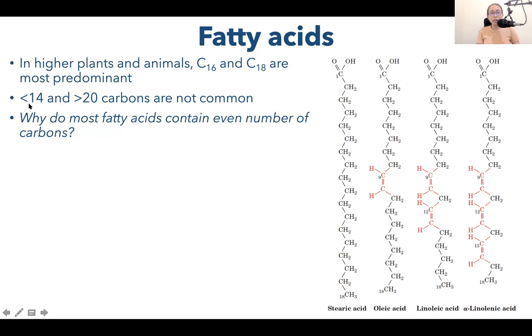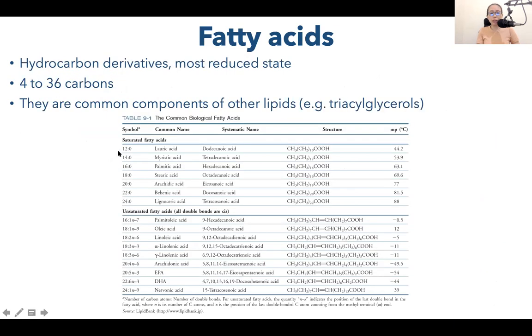Fatty acids containing less than 14 carbons and greater than 20 carbons are not very common. Now question, why do most fatty acids contain even number of carbons? So if we go back to the table, wala tayong makikitang odd-numbered fatty acid. So bakit lahat sila even-numbered? Even yung number ng carbons.